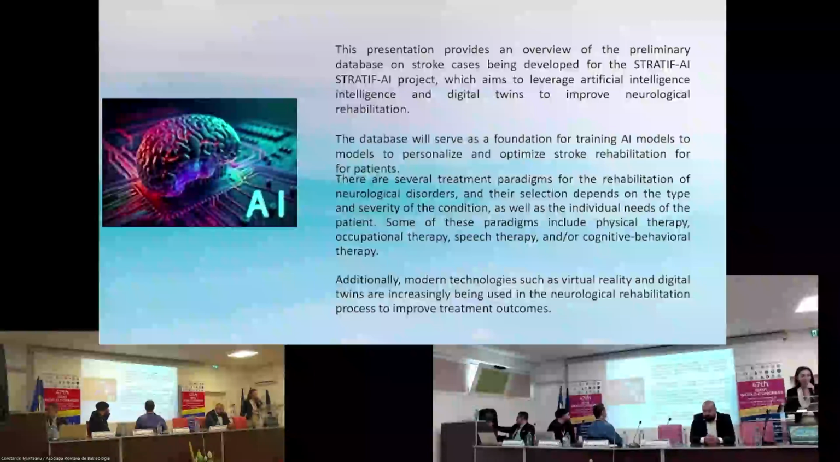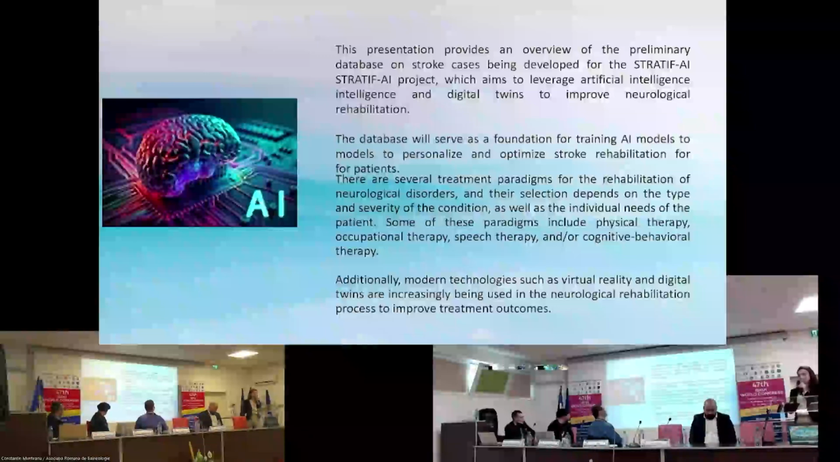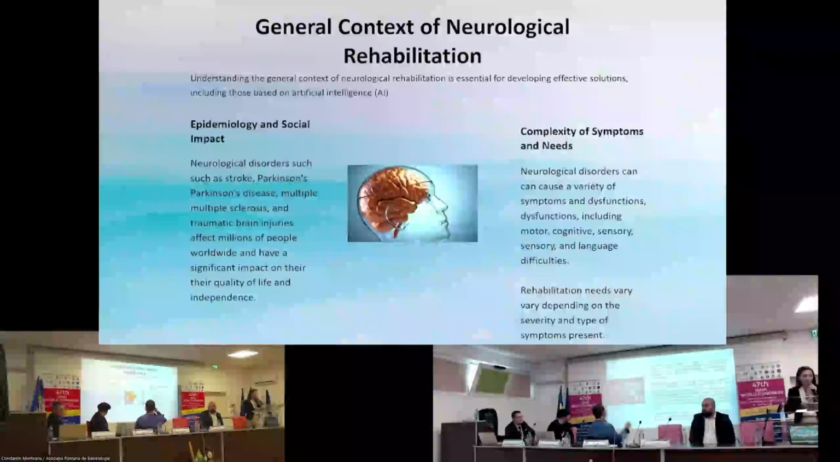There are several treatment paradigms for rehabilitation, including physical therapy, occupational therapy, speech therapy, and/or cognitive behavioral therapy. Their selection depends on the type and severity of the condition, as well as the individual needs of the patient. Additionally, modern technologies such as virtual reality and digital twins are increasingly being used in the neurological rehabilitation process to improve treatment outcomes.